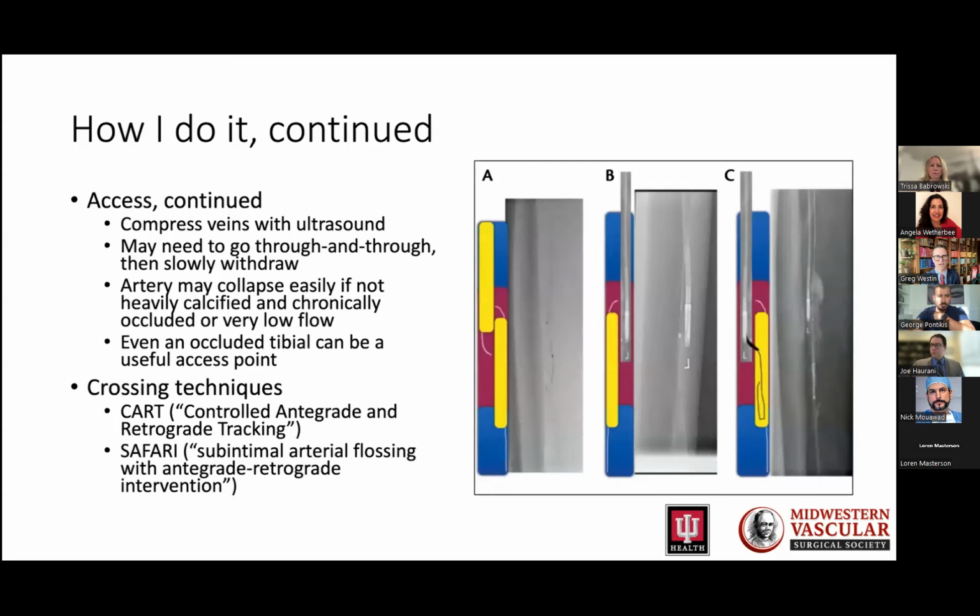In the interest of time, I'll skip this for now, but using balloons and other devices can be useful to have the two access points.